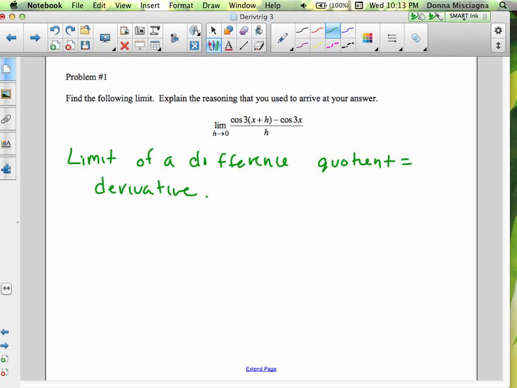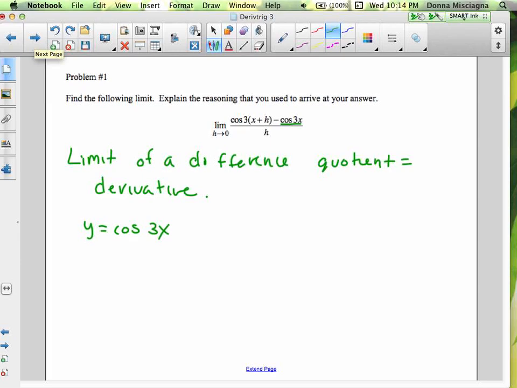And I decided, you know what? On this one, if you can recognize, and there'll be a problem like this maybe on an upcoming quiz or test, and it's multiple choice, and you can recognize that this is the limit of a difference quotient, it's the derivative, right? So what are we taking the derivative of? We're taking the derivative of cosine 3x, right? That's what we're taking the derivative of.